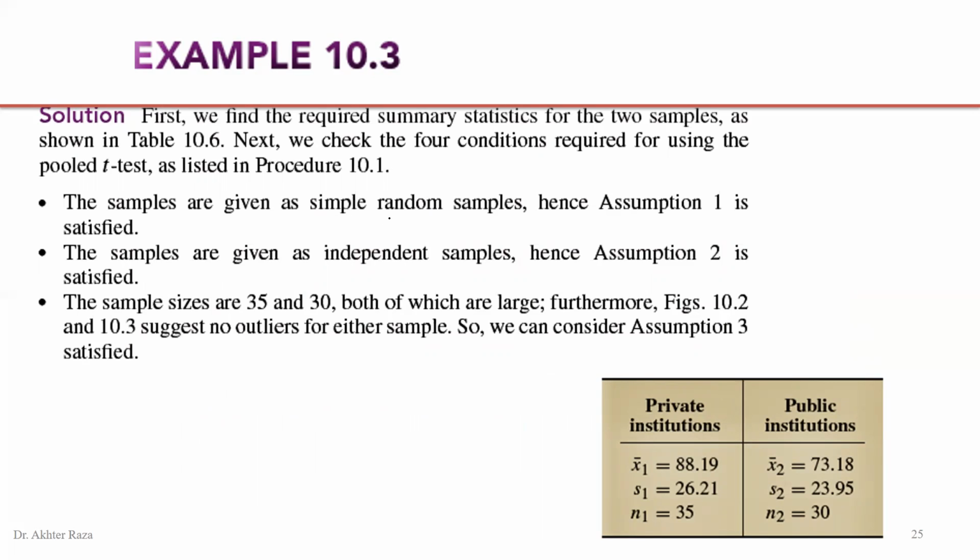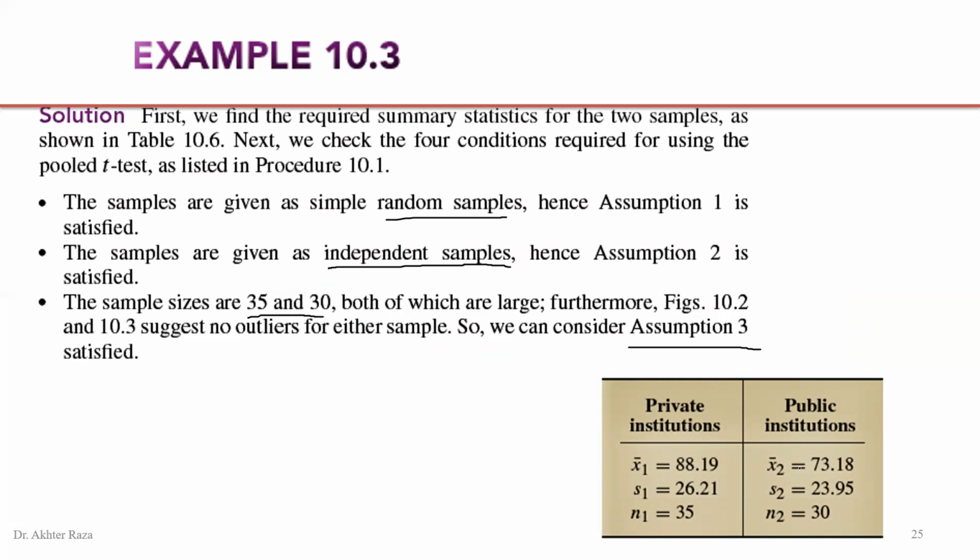Samples are random, so assumption number 1 is fulfilled. You must check the assumptions before implementing any procedure. Independent samples are stated in the problem. The samples are 30 and 35. Assumption number 3 is fulfilled because we have large sample sizes.